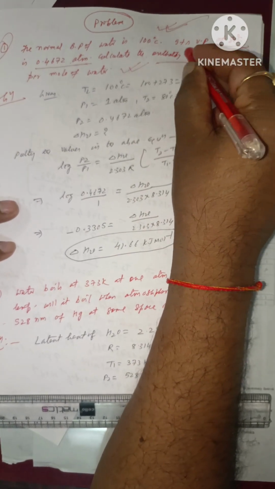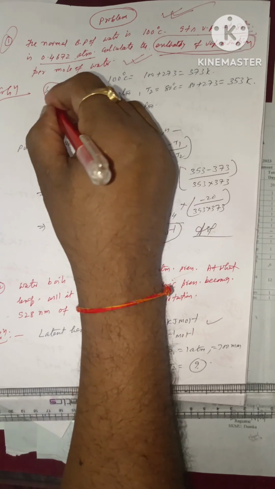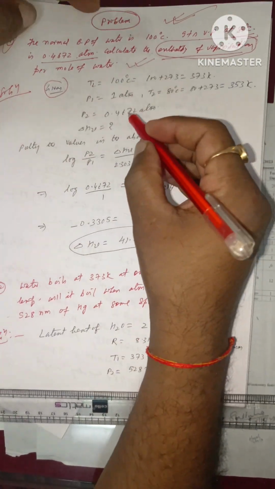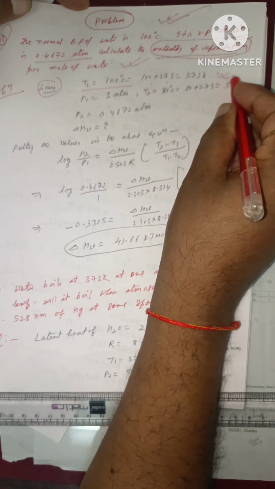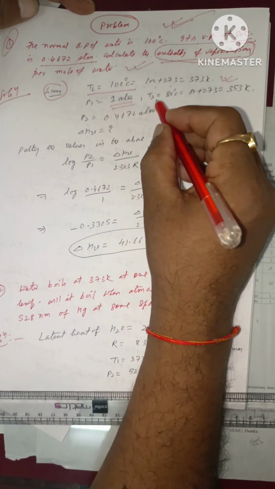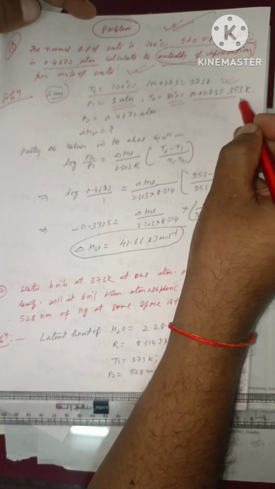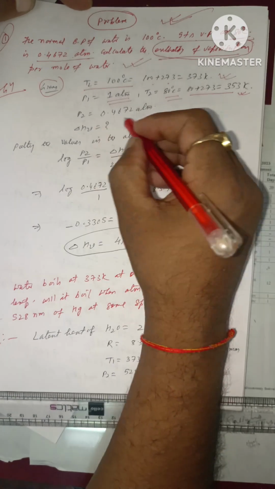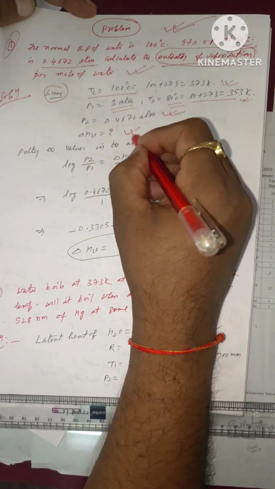Here we have to calculate the enthalpy of evaporation. So for this, what we have been given: T1 is equal to 100 degrees centigrade, that is 100 plus 273, equal to 373 Kelvin. P1 is equal to 1 atmosphere and T2 is equal to 80 degrees centigrade, converted into Kelvin by adding 273, that is 353 Kelvin, and P2 is equal to 0.467 atmosphere. We have to calculate delta H vaporization.